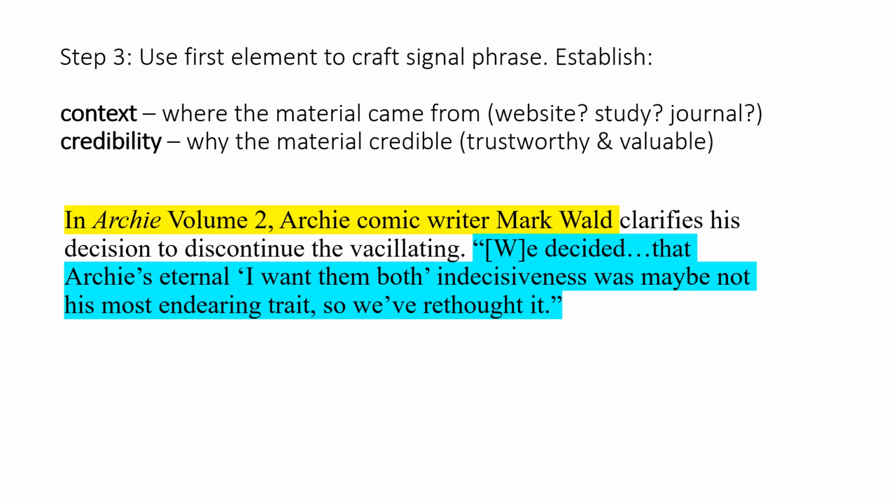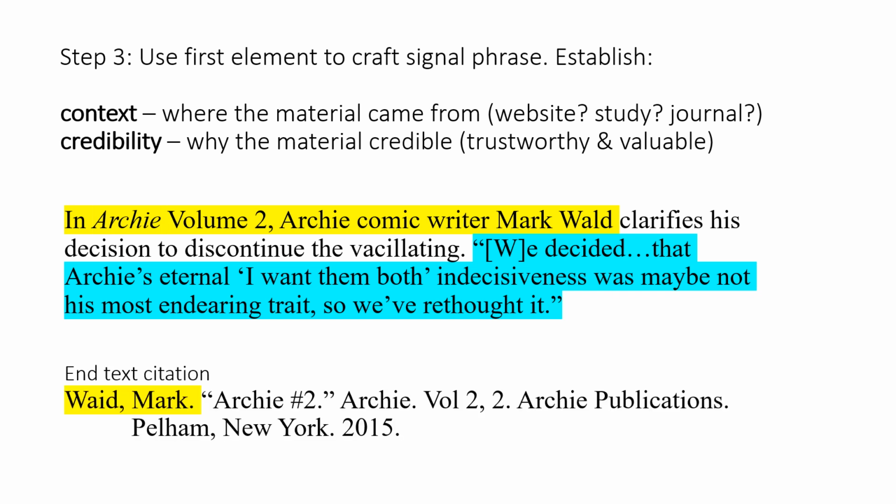So here's the signal phrase for that piece of borrowed material in Archie Volume 4, so that's the context. The credibility piece comes from explaining why that particular person has good insight on that particular piece of information. So this is an essay about Archie comics, specifically about Betty and Veronica. So using a comic writer from Archie Comics makes good sense because they have good credibility on the topic. So we've made our end text citation, we've made our signal phrase, and we have our borrowed material.